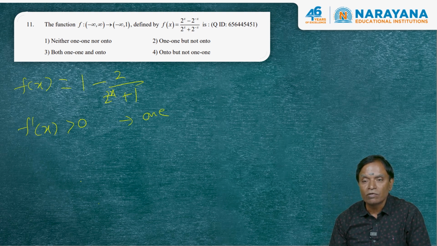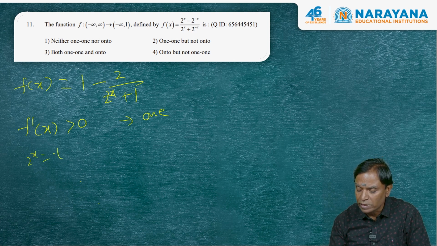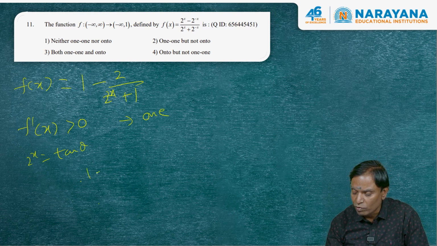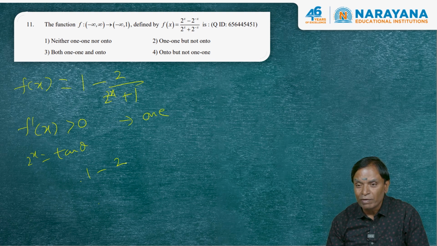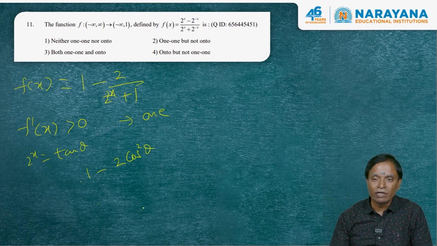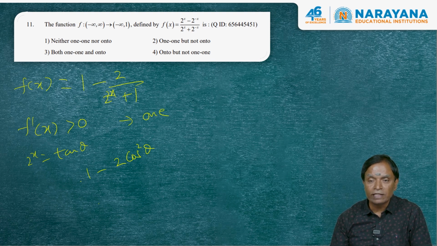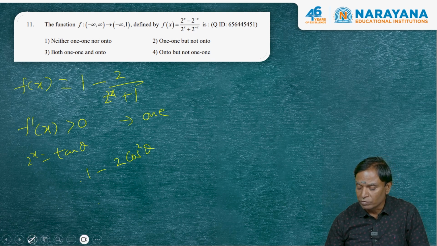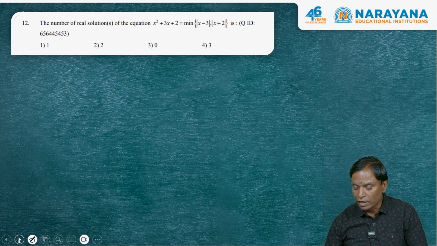To check whether it is onto or not, look at the range of the function. What you can do is, here you can put 2 power x is equal to tan theta. So your function reduces to 1 minus 2 by 1 plus tan square theta, that is secant square theta, which is cos square theta. 1 minus 2 cos square theta means it is minus cos 2 theta, which lies between minus 1 and 1. And your codomain is given as minus infinity to infinity. Since range is not equal to codomain, you can say the function is not an onto function. So it is 1-1 but not onto. Okay, right. Let us go to the next problem.